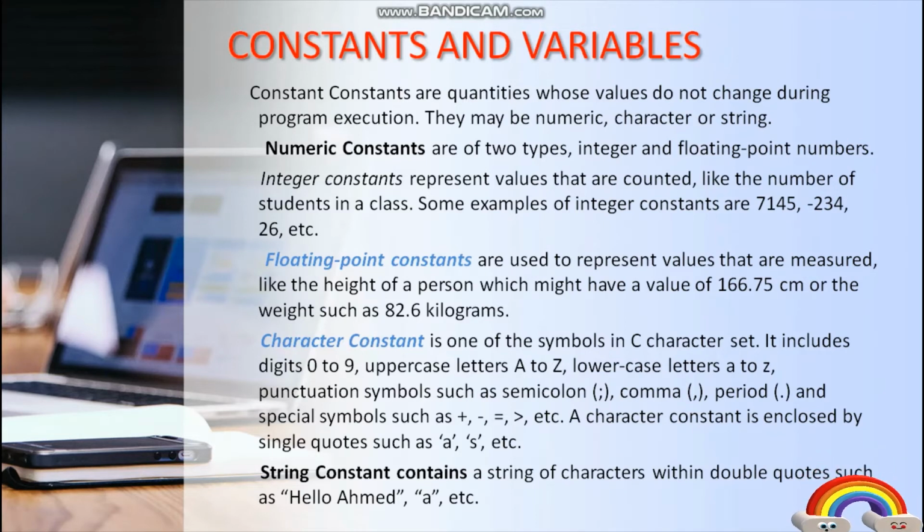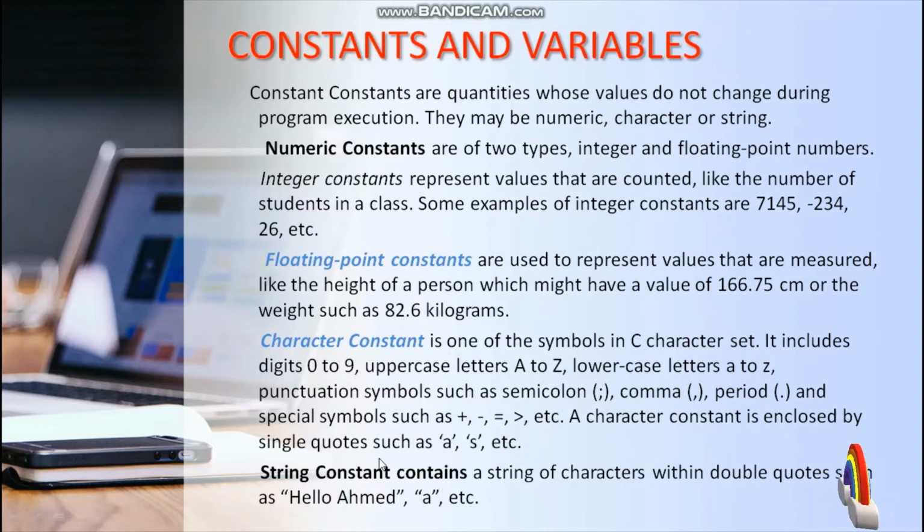The second one is the character constant. A character is one of the symbols of the C character set. It includes the digits 0 to 9, uppercase letters, lowercase letters, punctuation symbols, semicolons. All character constants are enclosed in single quotation marks. Anything that's a symbol or a digit enclosed in single quotation marks is known as a character constant, like you can see here the examples A and S, etc.